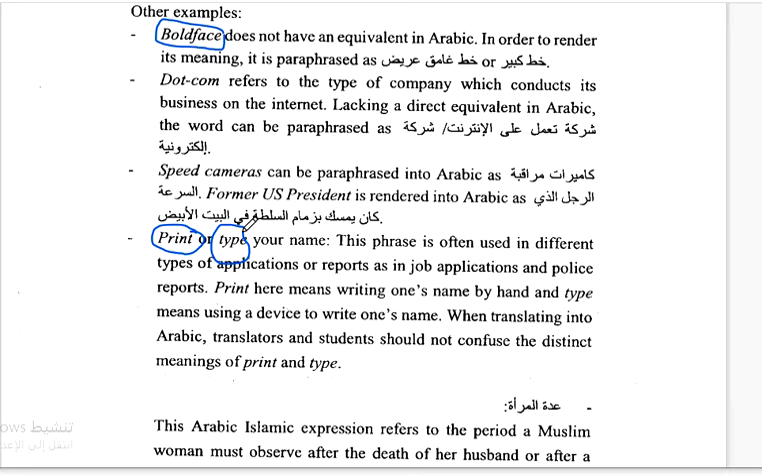Print here means writing by one's, for example, writing one's name by hand. For example, أنا أمسك القلم وأكتب اسمي. For example, here ألاء، بمسك القلم وبكتب by hand. However, type لما أمسك الكيبورد وأكتب، type بالكيبورد. Print by hand, type by keyboard.